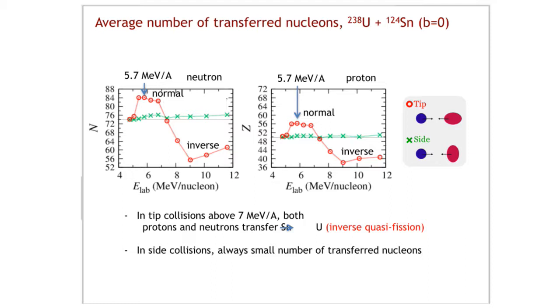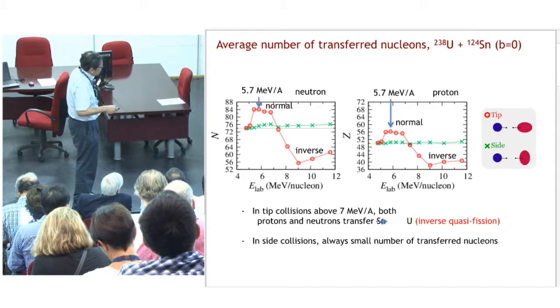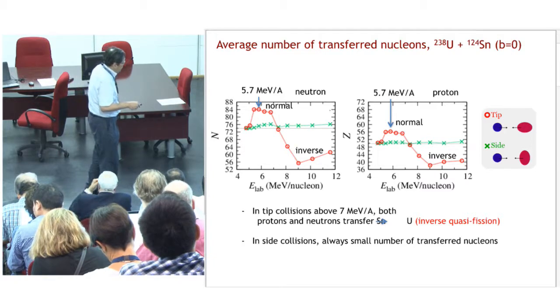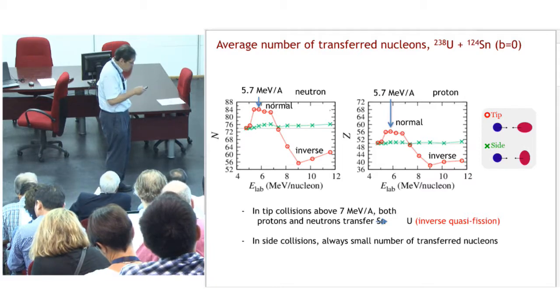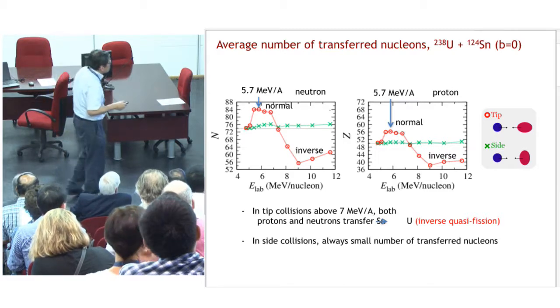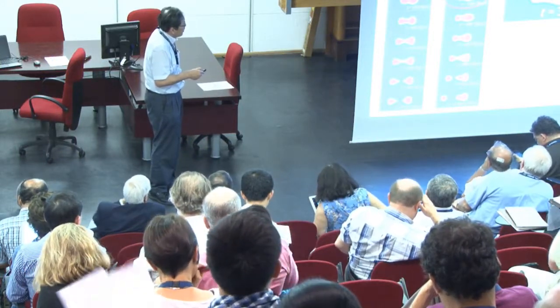But as the incident energy gets higher, we observe the inverse direction. This is the so-called inverse quasi-fission. So the direction of the transfer is not from large to small, but from small to large. Our finding here is that at higher energy, inverse quasi-fission occurs for this system. So let me see why the transfer occurs in the inverse direction. This is the low energy case, and this is the high energy case where we find inverse quasi-fission.